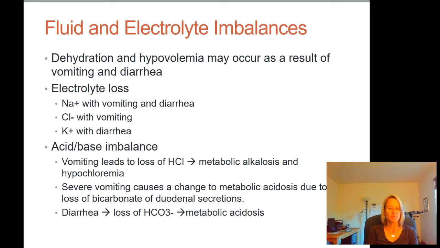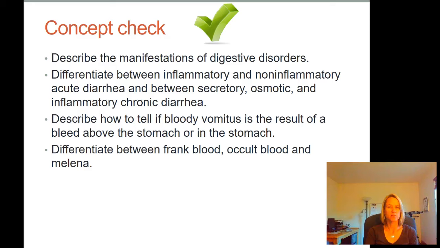Next part, acid-base imbalance. Vomiting leads to loss of hydrochloric acid, resulting in metabolic alkalosis and hypochloremia, or low chloride. Severe vomiting causes a change to metabolic acidosis due to the loss of bicarbonate eventually from duodenal secretion. So if vomiting is prolonged or severe, we'll vomit up alkaline duodenal secretions, not just the acidic stomach contents. Diarrhea leads to a loss of bicarbonate and metabolic acidosis.